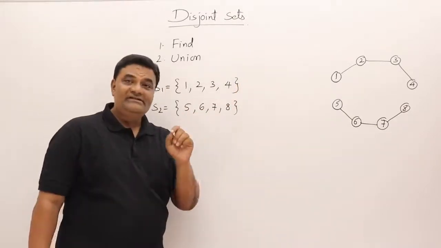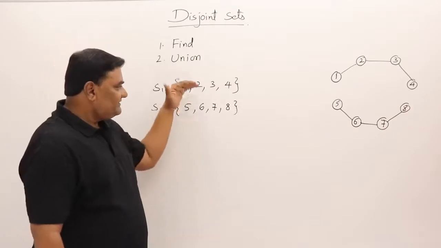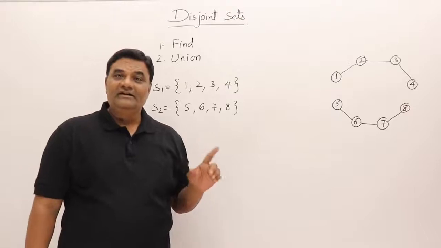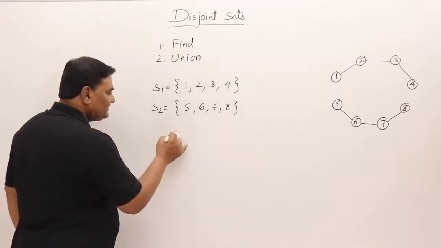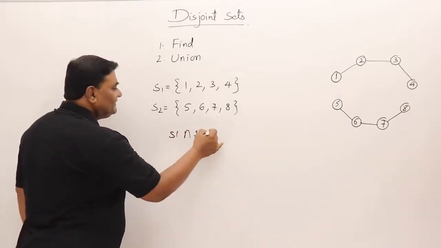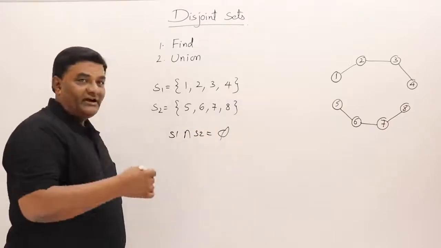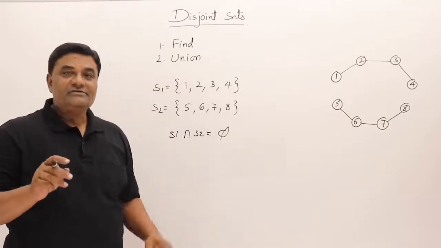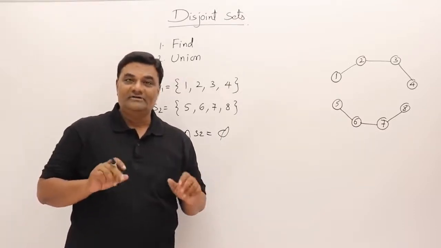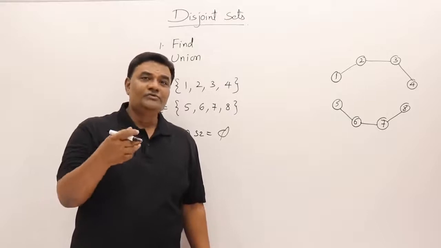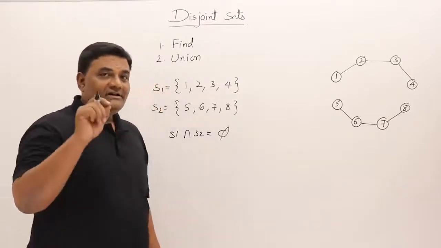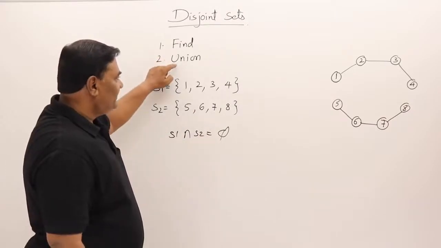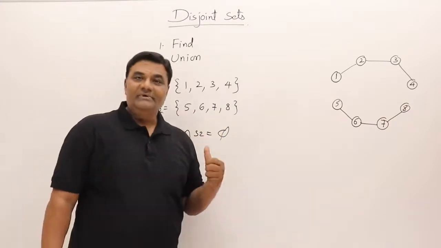And what is disjoint here? No vertex is common here. The numbers are not common. So if you take the intersection of S1 and S2, you will not get anything, an empty set. So that is disjoint. Disjoint sets means two sets are not having anything in common. Then how do we use them? What are the operations on them? We prefer performing only two operations, find and union. I'll show what these operations mean.